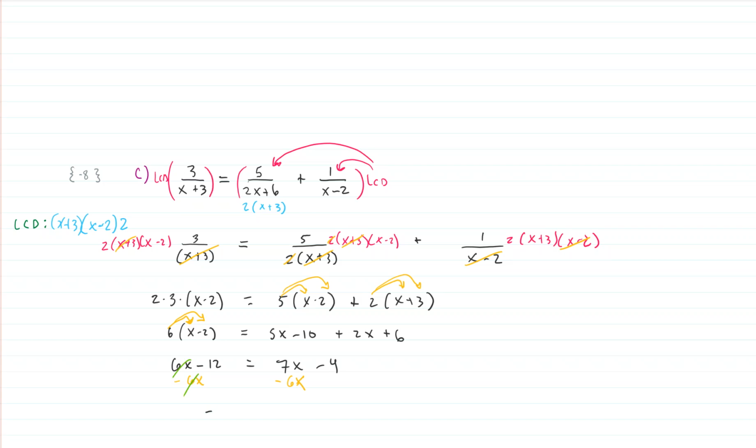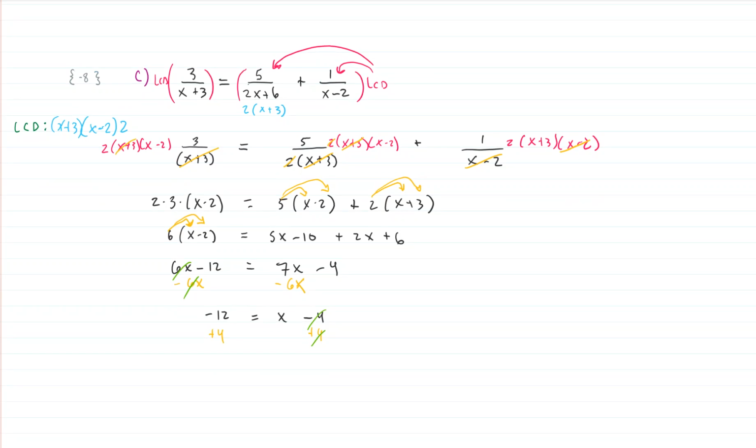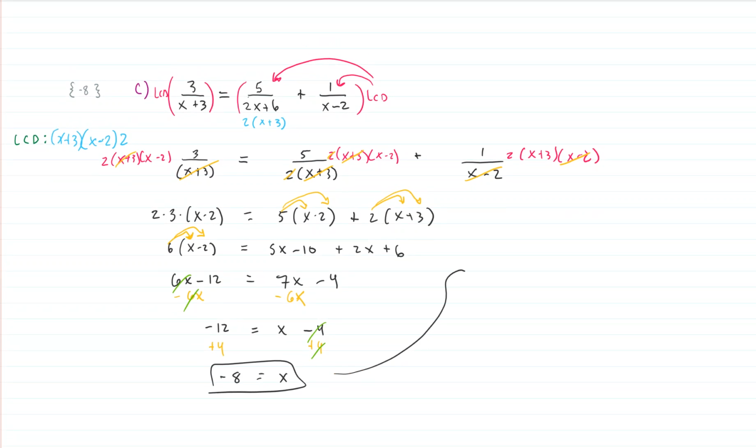So we get negative 12 equals x minus 4. And now I add 4 to both sides to get rid of the 4 on the right. And I get x equals negative 8. Now I need to check, right? Let's come over here and check it.